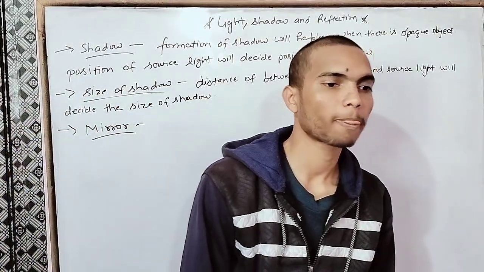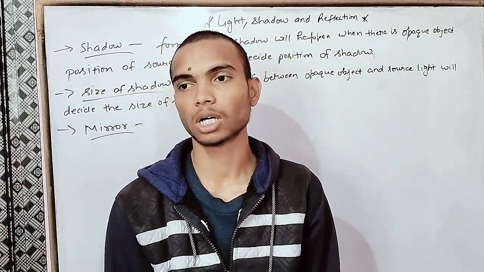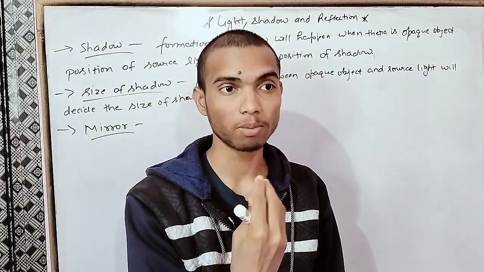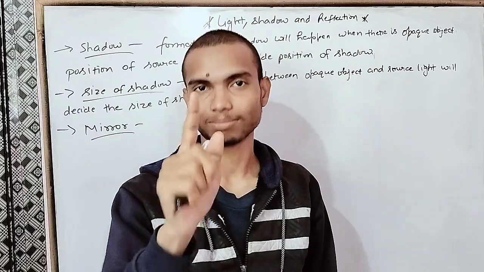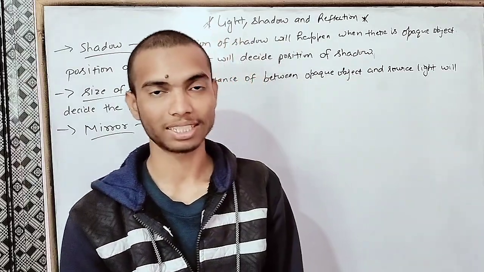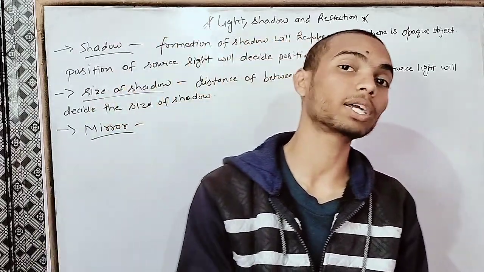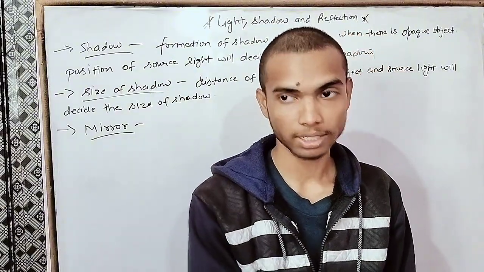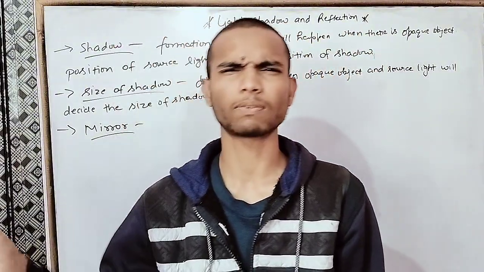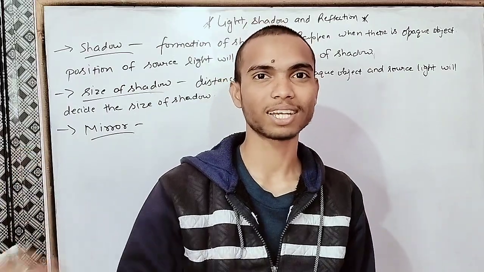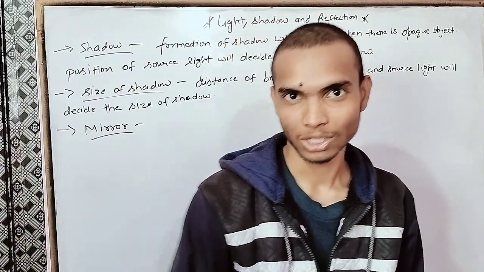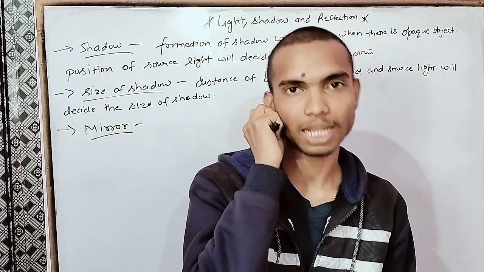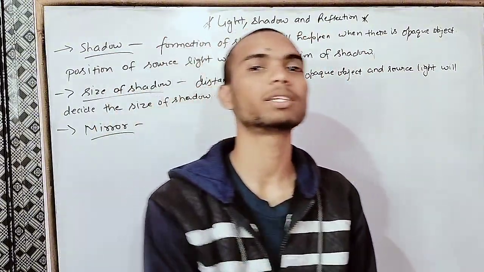We answered our question, which was how is it possible to see our image, which is a duplicate, inside a mirror. This is happening because of reflection of light. Again reflection of light, then again reflection of light. We don't know how many reflections of light happen. So this is the process that creates a duplicate image inside a mirror.